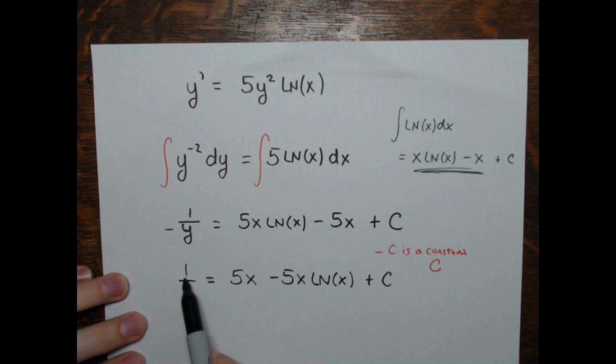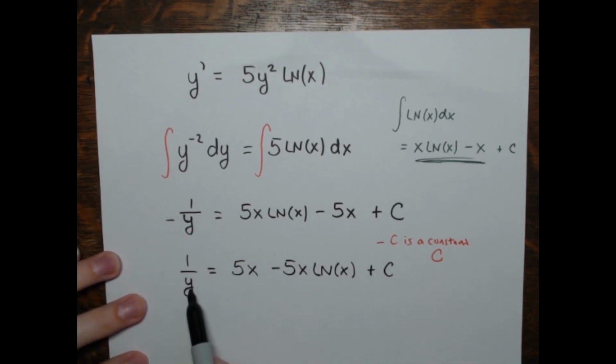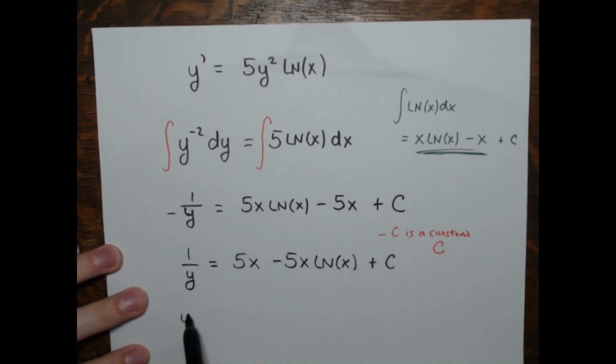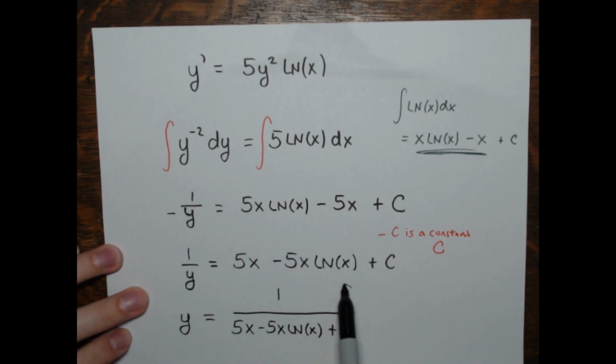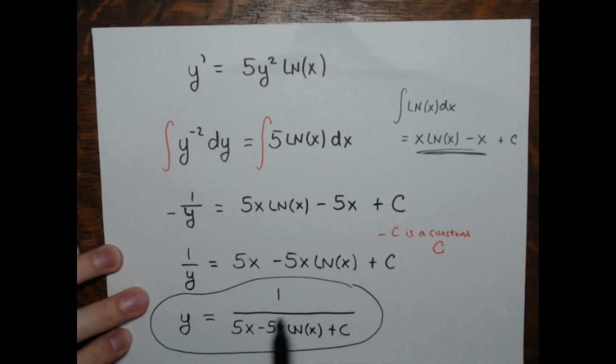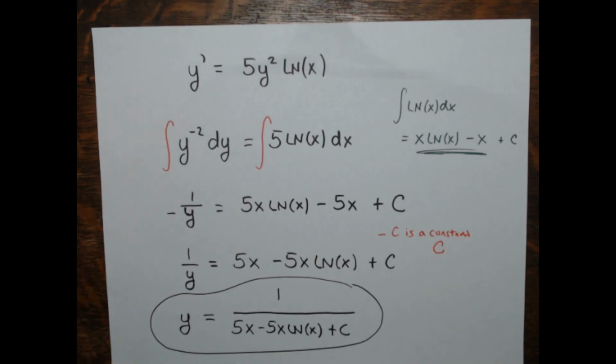And then to get y alone, I just flip both sides. I can multiply by y, then divide by this expression, or just take the reciprocal of both sides. So we'd have y equals 1 over this expression here, 5x minus 5x times the natural log of x, and then plus some constant. And there we go. This is what I'll be entering.